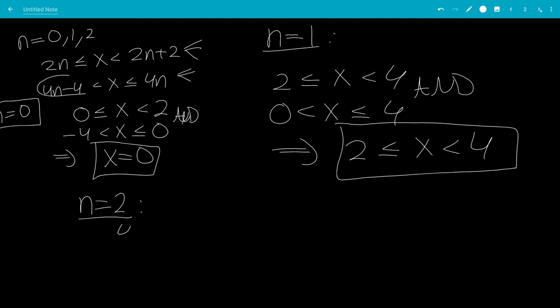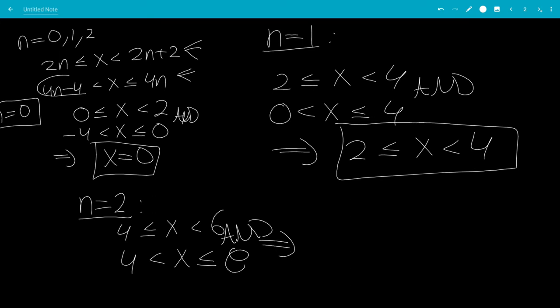So the final case, n equals 2. So this would be 4 is less than or equal to x is less than 2 times 2 is 4 plus 2 is 6. We have 2 times 4 is 8 minus 4 is 4, less than x is less than or equal to 4 times 2 is 8. ANDing those two together, leaving us with 4 is less than x is less than 6.